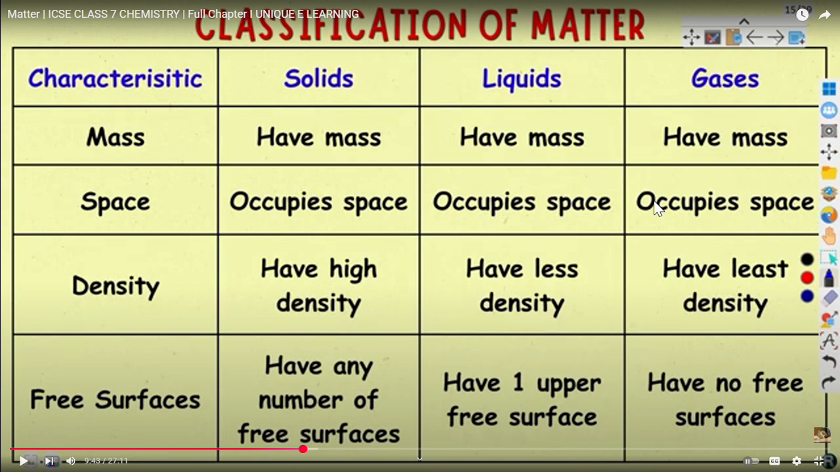Density: solids have high density, as you know. Liquids have less density, and gases have the least density. Free surface: solids can have any number of free surfaces. Liquids have one upper free surface. Gases have no free surface because they can freely move into the air.